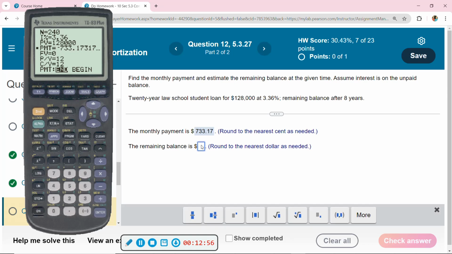Now, what about the remaining balance after 8 years? So how much does this lawyer owe after 8 years? All you do is change n to 96. And now the future value is no longer zero. You haven't finished the loan. Alpha, enter. Okay, so after 8 years, this lawyer owes, it says round to the nearest dollar, $86,788.05, or 6 cents, so we'll just round it to $788.